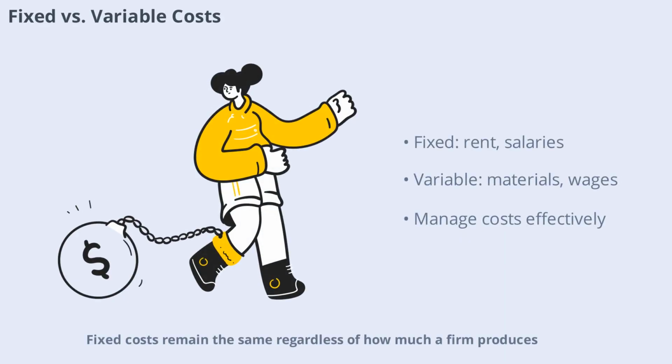Fixed costs remain the same regardless of how much a firm produces. Examples include rent, salaries, and insurance. Variable costs, on the other hand, increase as production rises, think raw materials or hourly wages. By distinguishing between these two, firms can better manage their finances and make informed decisions about scaling production.